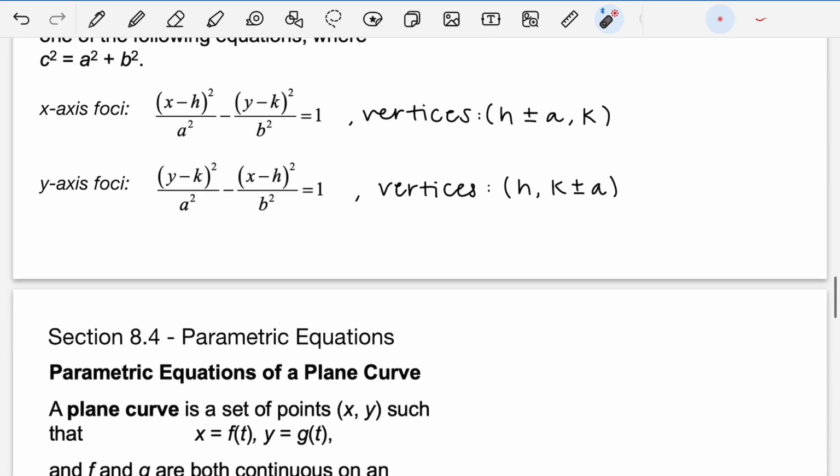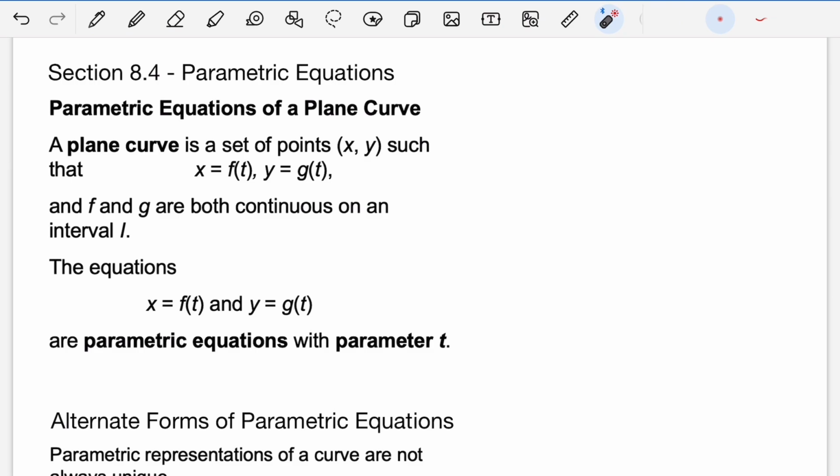All right, so this brings us to section 8.4. We're looking at parametric equations. So a plane curve is just going to be a set of points (x, y) such that x is equal to a function f of t and y is equal to some function g of t. f and g are both functions, and they're both going to be continuous on some interval. Now the equations x = f(t) and y = g(t) are called parametric equations with the parameter t. So both of these depend on what our t value is.